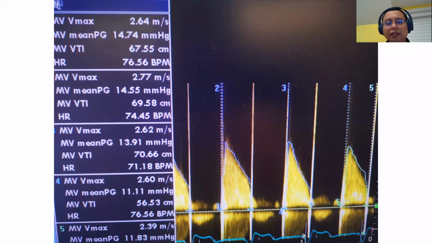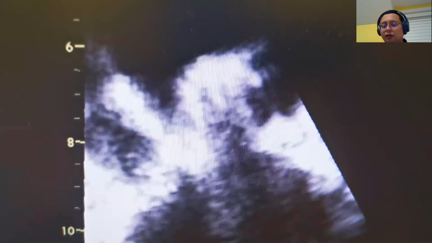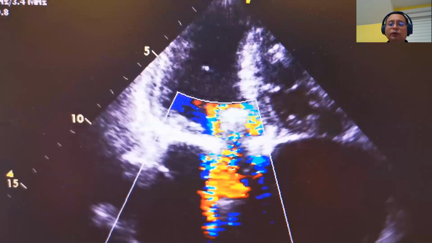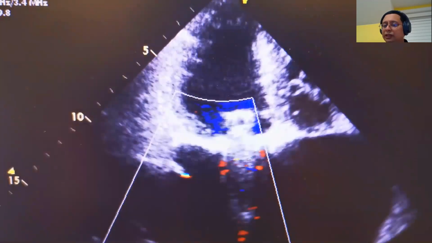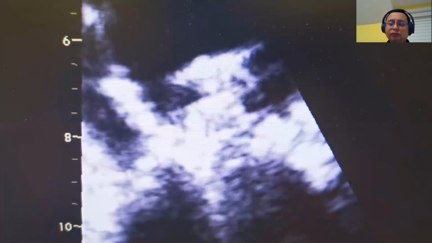So if you look at the parameters, you can see that the mean gradient is extremely high. Okay, it's 14.55 millimeter mercury. Look at the max velocity, it is 2.6 meter per second. So this is the importance of understanding the parameters. Even though the valve seems to be working normally, and even looking at the color flow you don't see any obvious thing that you worry about, however, something is wrong. That's why the mean gradient is very, very high.